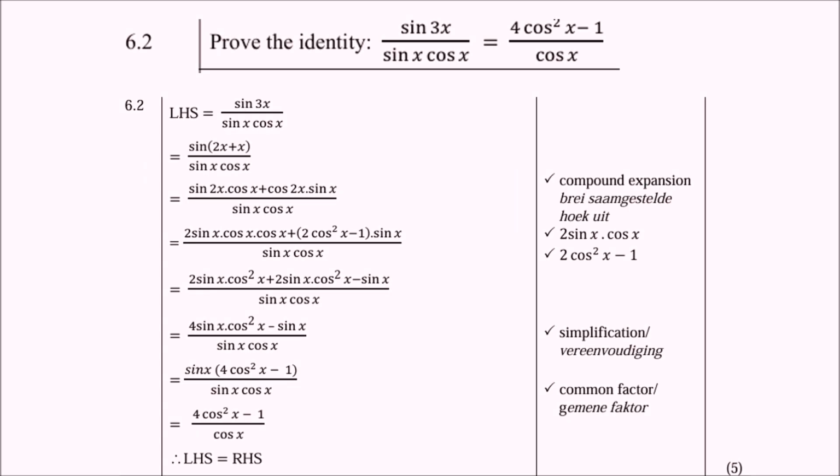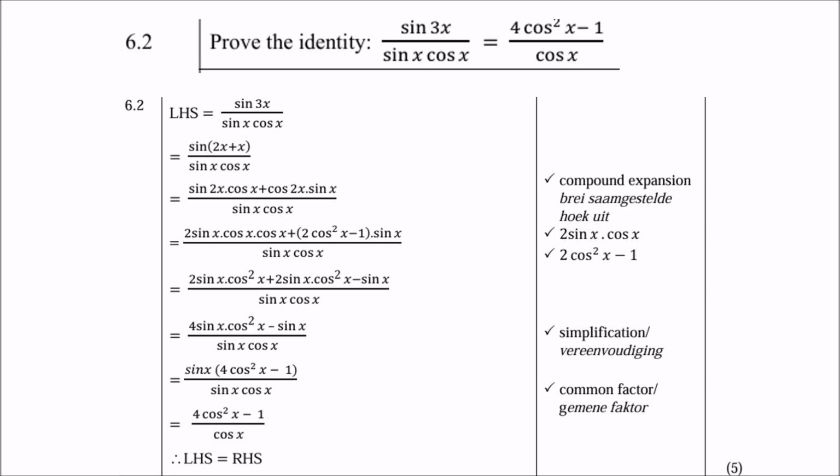Question 6.2, prove the identity: sine of 3x divided by sine x cos x is equal to 4 cos squared x minus 1 over the cos of x. Now please remember, when you have to prove an identity, you can either only work with the left-hand side on its own, and then again with the right-hand side if necessary.